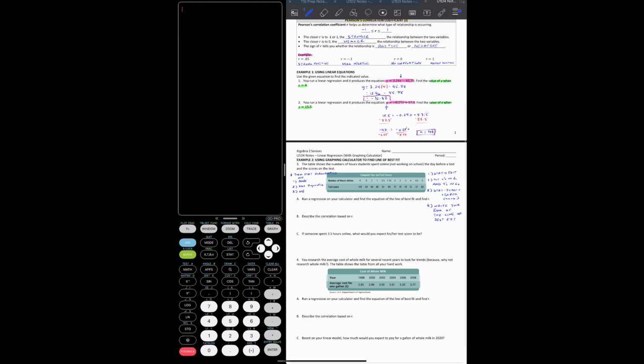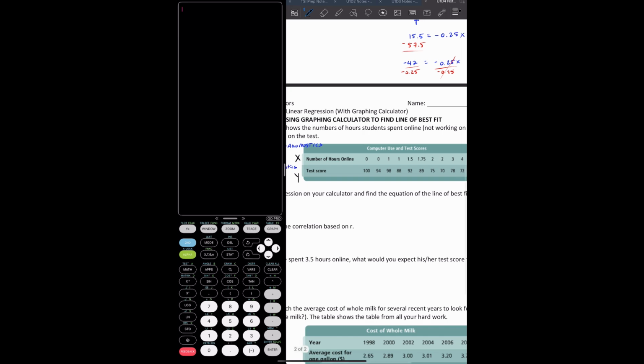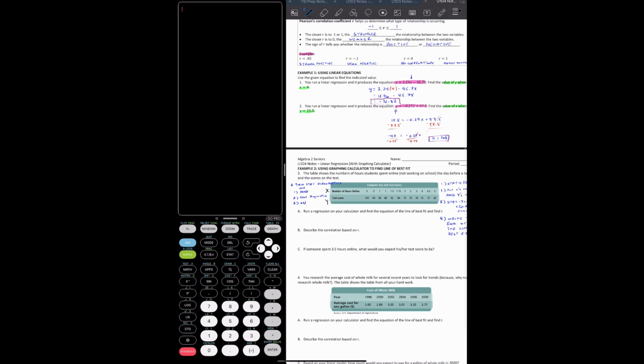So, number 3, it says the table shows the number of hours students spent online, not working on school, the day before a test, and the scores on the test. So, we have numbers of hours online and test scores. So the number of hours online deals with X values. Those are the numbers we're going to put under the L1 button. And then the test scores are our Y values. Those are the numbers we're going to put under L2. So we're going to run a regression on our calculator and find the equation of the line of best fit and find R. So we already made sure that the stat diagnostics are on, so that's good.